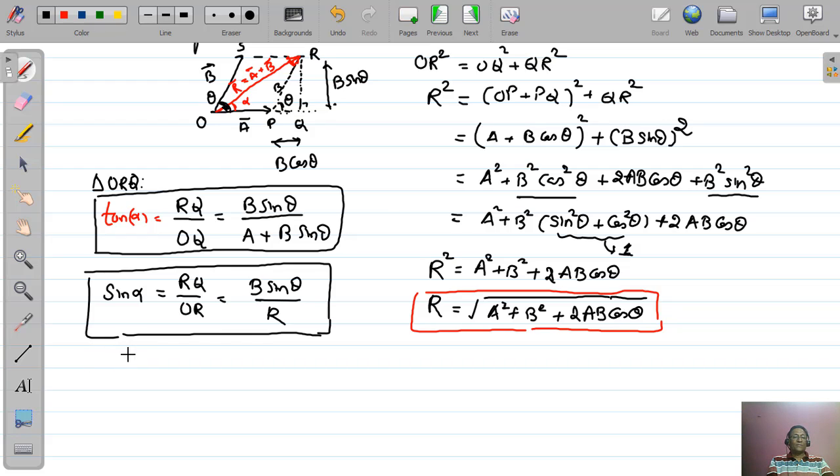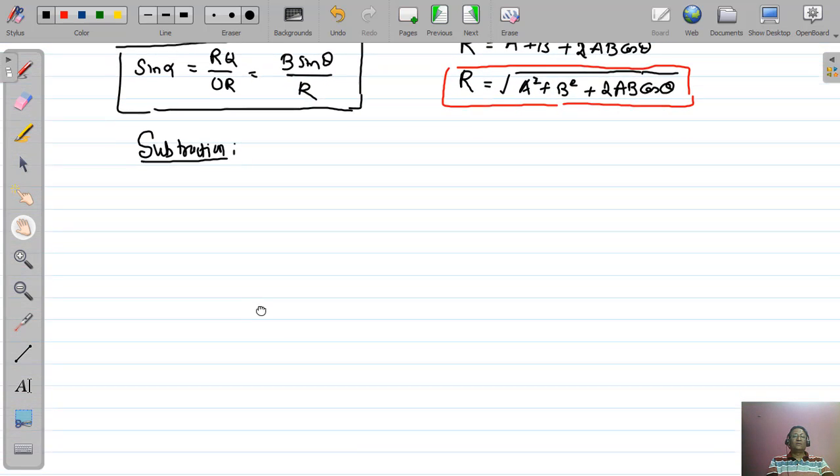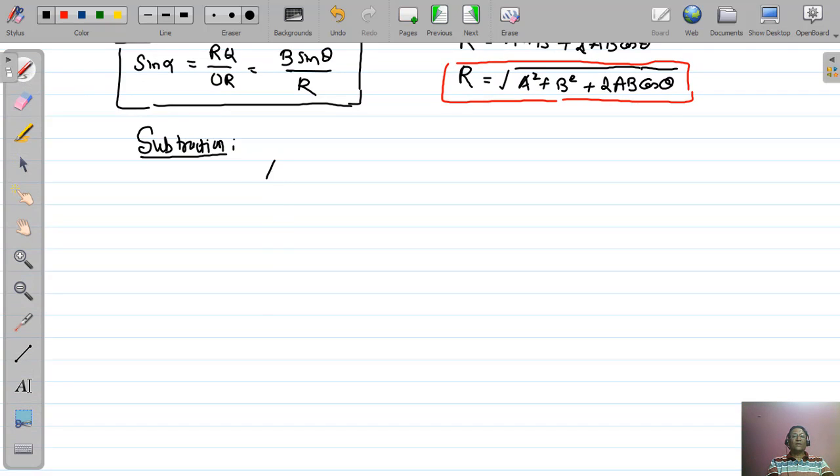Next point is subtraction of vectors. Basically, subtraction is also an addition. Say vector A minus vector B. That means we are subtracting vector B from A. This can be equivalently written as vector A plus minus vector B. That means this is vector A and this is the opposite vector of vector B. And then we have to add them. This will give the subtraction.